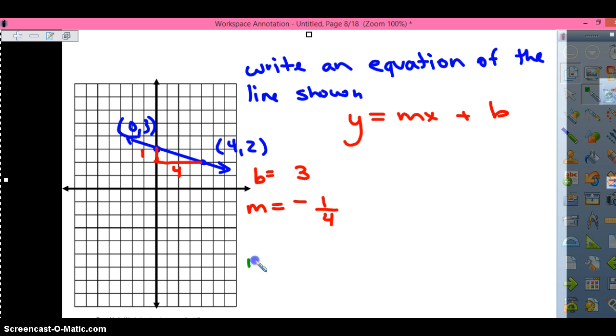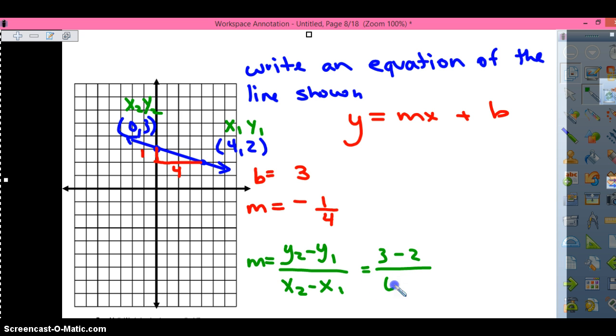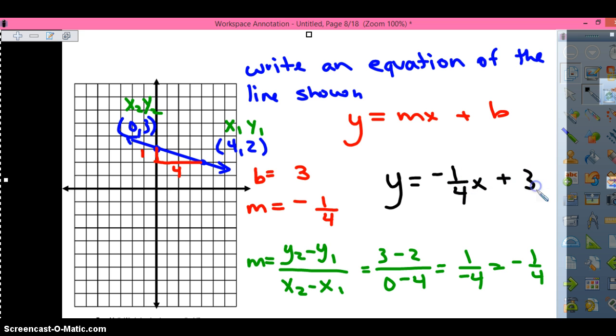What is another way of finding slope? We can say y sub 2 minus y sub 1 divided by x sub 2 minus x sub 1. Let's say this is x1, y1, x2, y2. So that means 3 minus 2 over 0 minus 4, and that gives me 1 over -4. See how the slopes mean the same thing. Now if we're writing the equation of the line, we would say y equals -1/4 x plus 3.